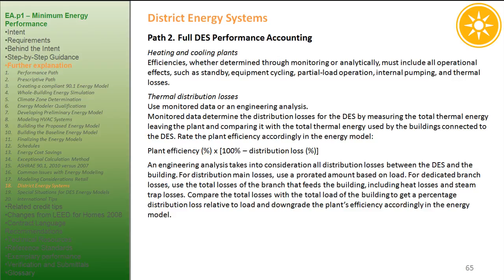An engineering analysis takes into consideration all distribution losses between the DES and the building. For distribution main losses, use a prorated amount based on load. For dedicated branch losses, use the total losses of the branch that feeds the building, including heat losses and steam trap losses. Compare the total losses with the total load of the building to get a percentage distribution loss relative to load and downgrade the plant's efficiency accordingly in the energy model.